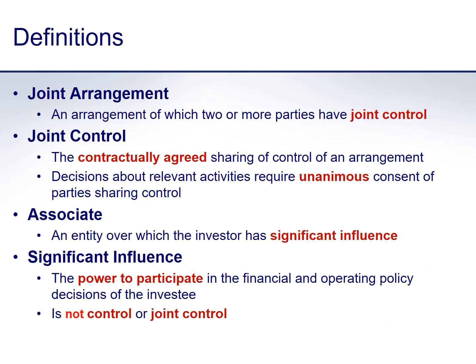Some important definitions to understand the next couple of slides. A joint arrangement is just defined as an arrangement of which 2 or more parties have joint control. And joint control is explained as the contractually agreed sharing of control of an arrangement, which typically requires any decisions about relevant activities. Remember, relevant activities are those activities that most significantly affect the returns of the investors. Decisions about relevant activities require unanimous consent of the parties that share control.